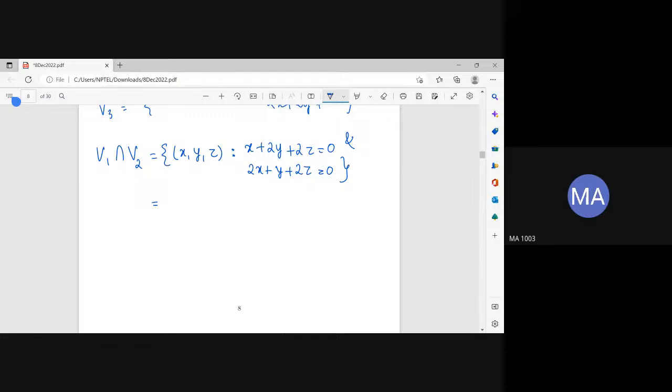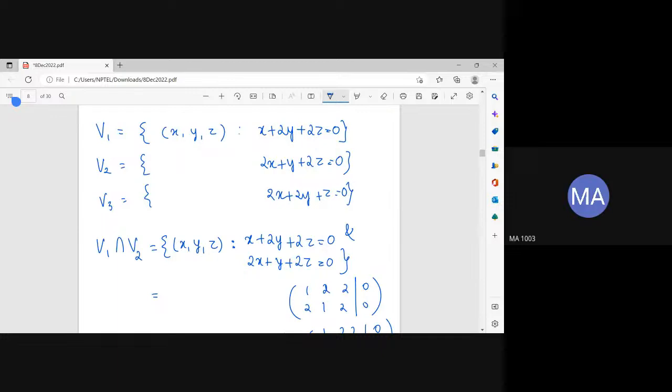I'll do Gaussian elimination. 1, 2, 2, 0; 2, 1, 2, 0. So this reduces to 1, 2, 2, 0; 0, 1 minus 4 is minus 3, and so on. Basically, this is the intersection of these two planes, subspaces. It will be a line. We are talking about subspaces. Yes, this is the equation of the plane and our intersection will give a line.